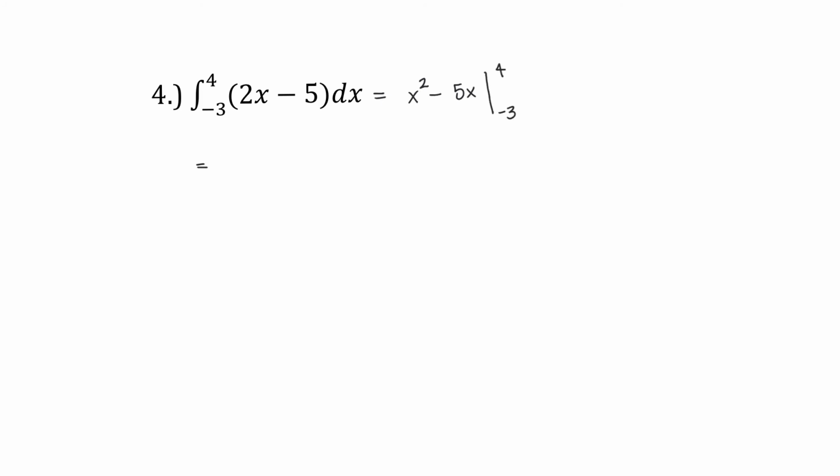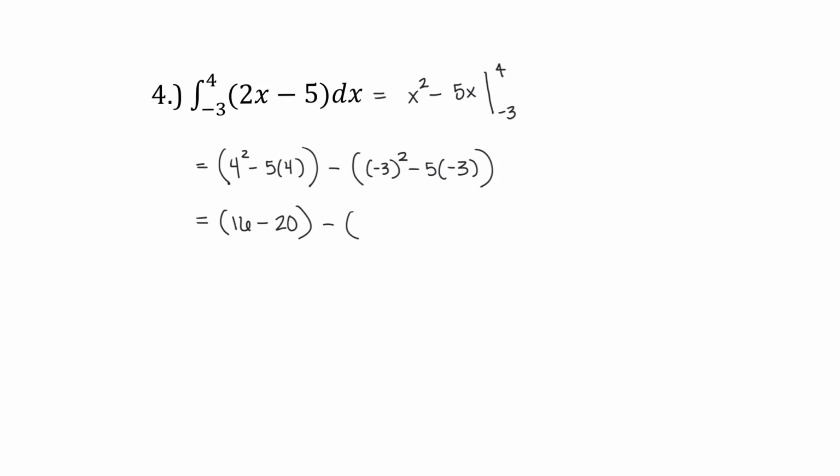So now I'm going to plug in the 4, so I'll have 4 squared minus 5 times 4 minus, plug in the -3, I'll have -3 squared minus 5 times -3. So 4 squared is 16, minus 5 times 4 is 20, minus -3 squared is a positive 9, minus 5 times -3 is a positive 15. So I end up with a -4 minus a 24, giving me a -28.